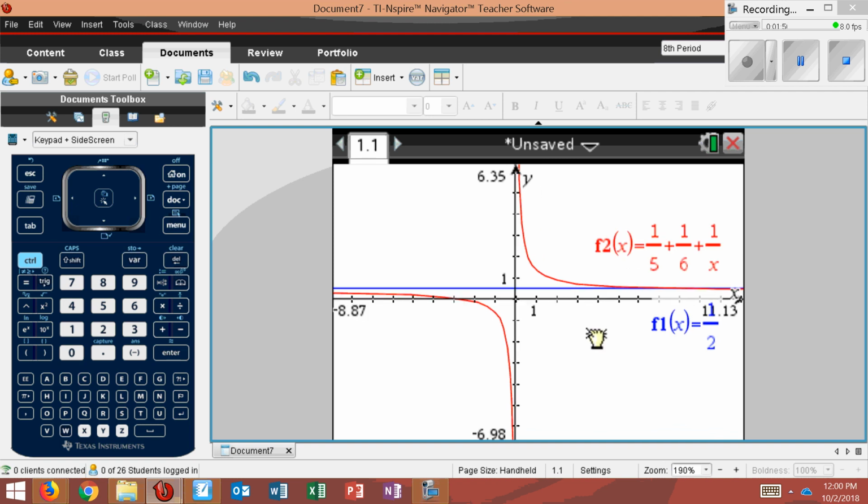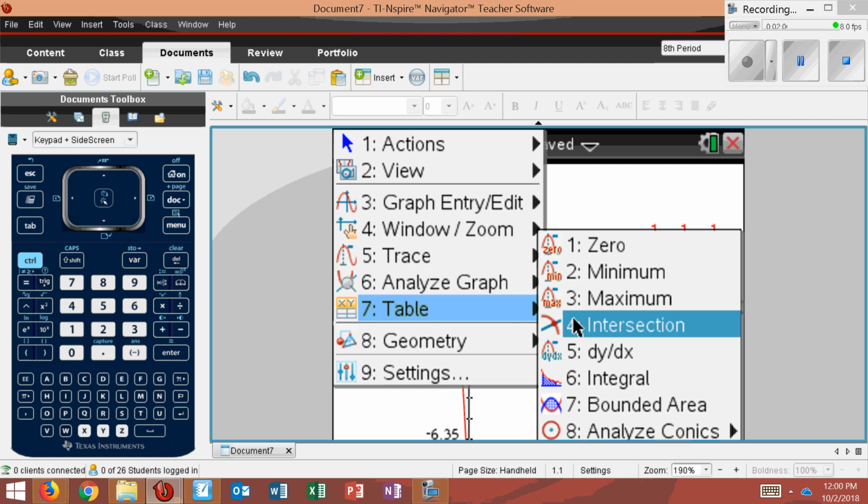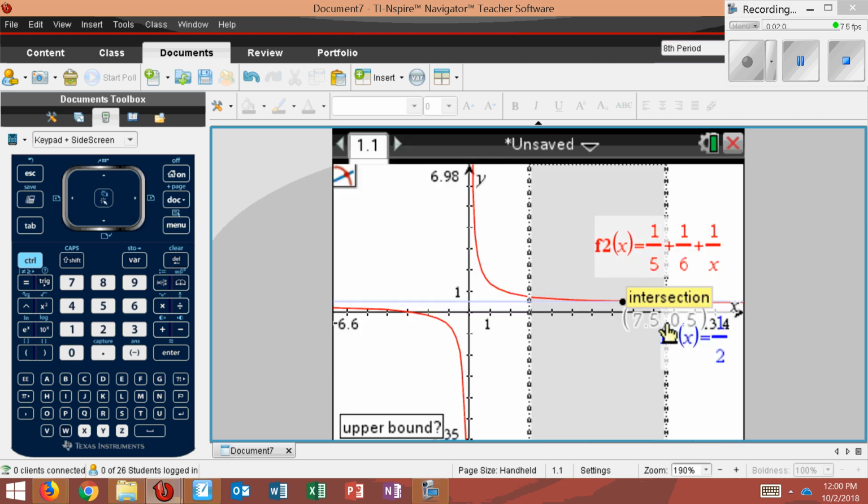I graph these. I want to know where the intersection is. Where are these equal to each other? And the positive value. So I'm going to look over here. I'm going to go to menu, analyze graph. I'm looking for an intersection. They look like they cross in here.